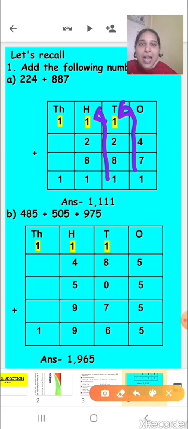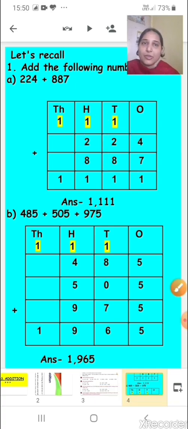That is a 2-digit number. So that 1 we will write here, and the other 1 will go to the digit at the thousands place. So that 1 we will write at the thousands place. So after adding 224 and 887, we will get the sum as 1111. Got it?